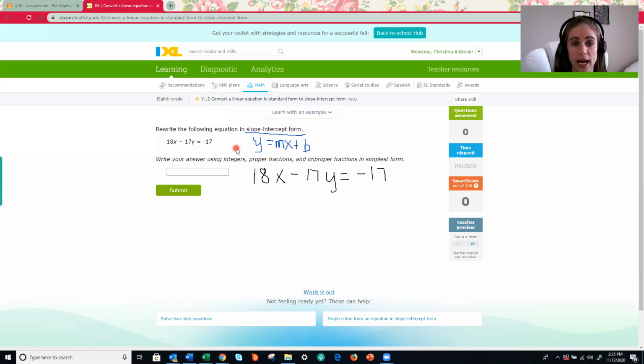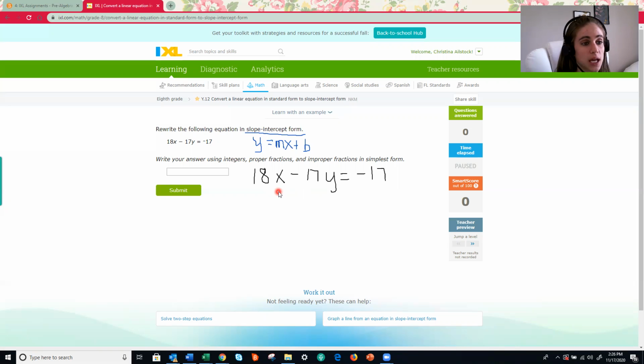If I look at what I want it to be, my goal is for it to be y equals mx plus b, which means I want my x to be on the right. See how it's on the right side of the equal sign? Well, right now, my x is on the left. So that's what I always start with, moving my x term over and getting it on the right, because that's where it needs to be. So we need to move both the 18 and the x. That is called an x term. That whole thing needs to be moved to the other side.